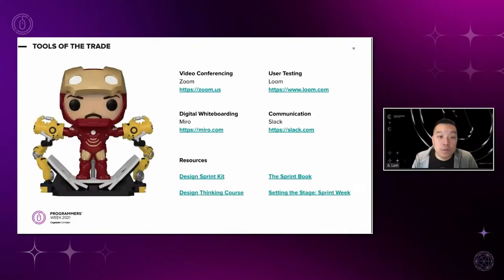Okay, so we've talked about the team. So let's discuss the tools that you're going to need. This is more specifically geared towards a remote workshop. You could find a checklist easily by looking at some of the resource links that I'll provide later on. But you're definitely going to need a video conferencing tool.